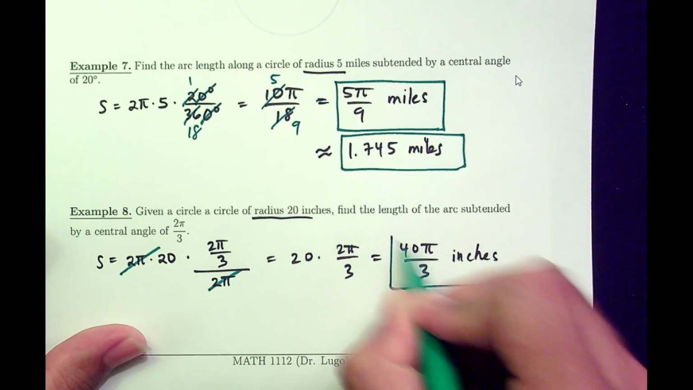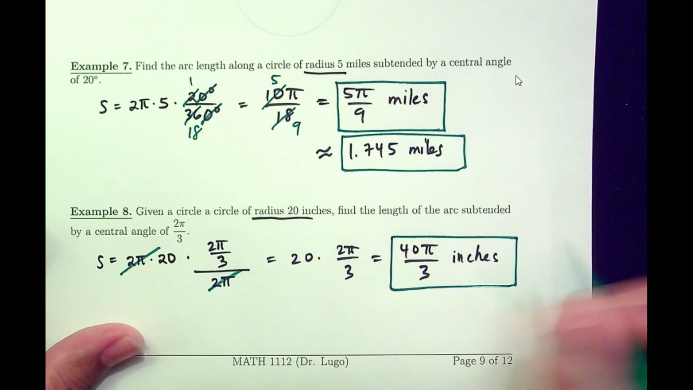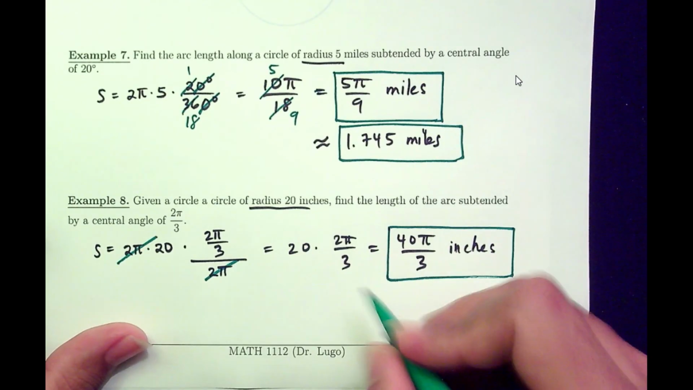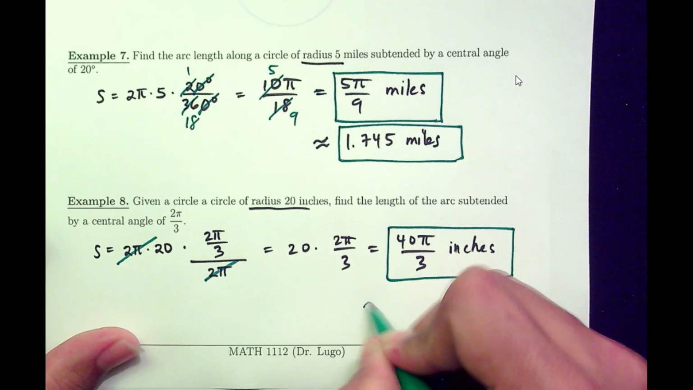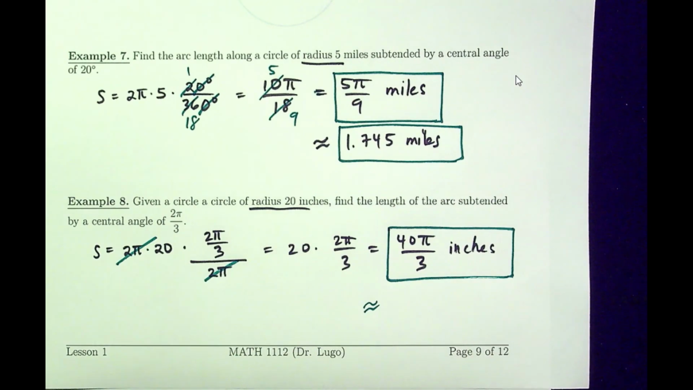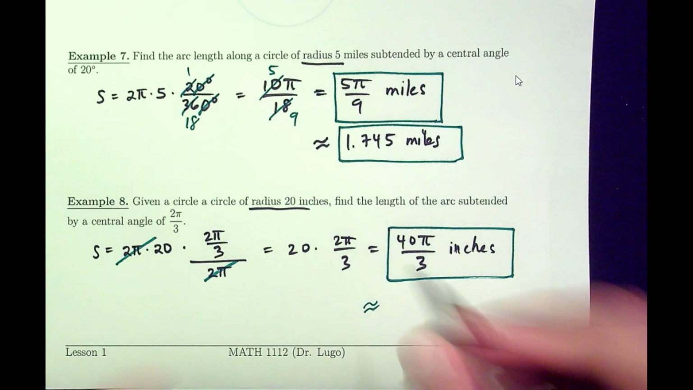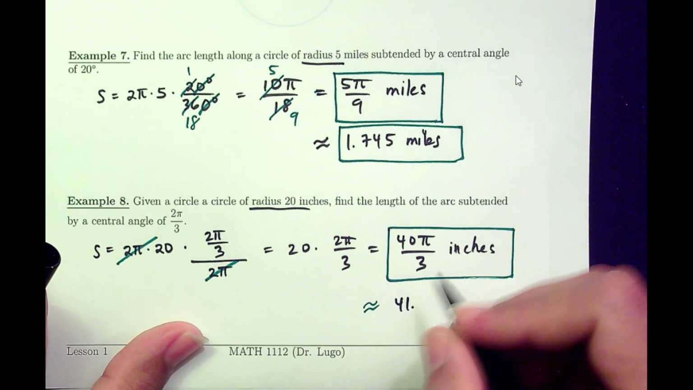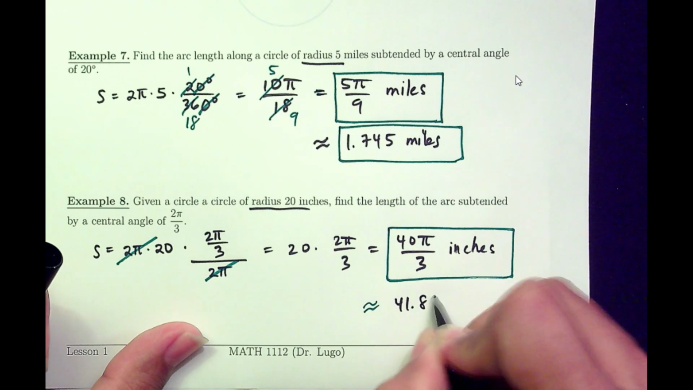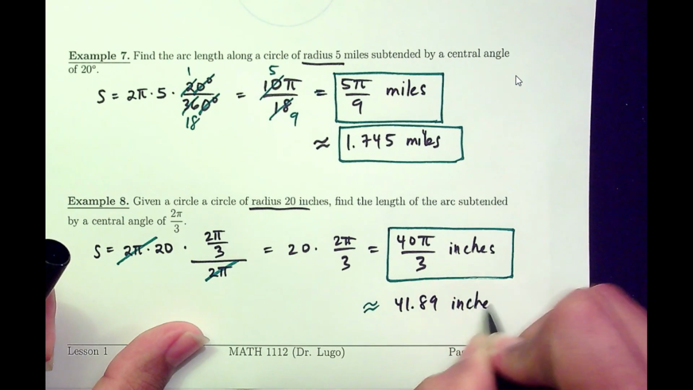If they don't ask you to round, again, leave it in terms of pi, so that would be the answer. If they ask you to round, then put it in your calculator. Let's suppose that in this one they ask for 2 decimals. Rounding to 2 decimals, this would be 41.89 inches.